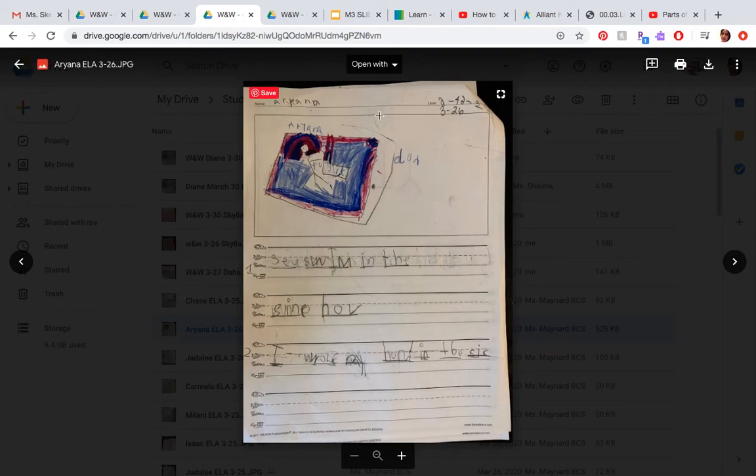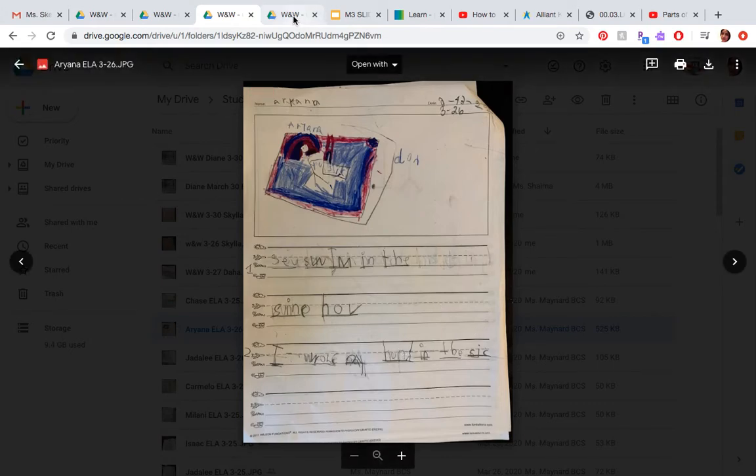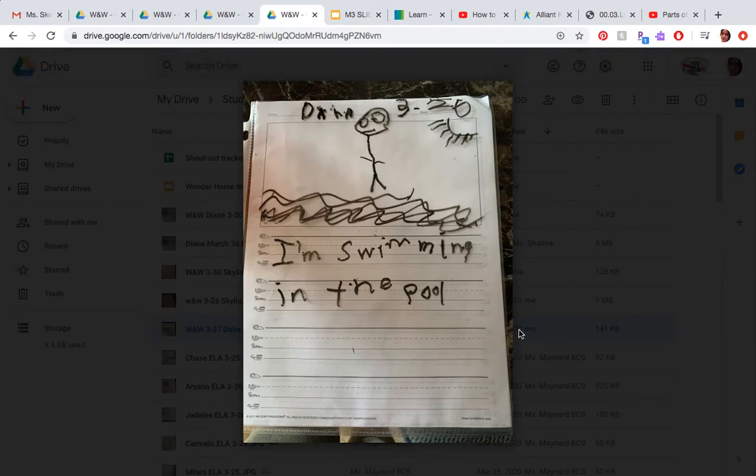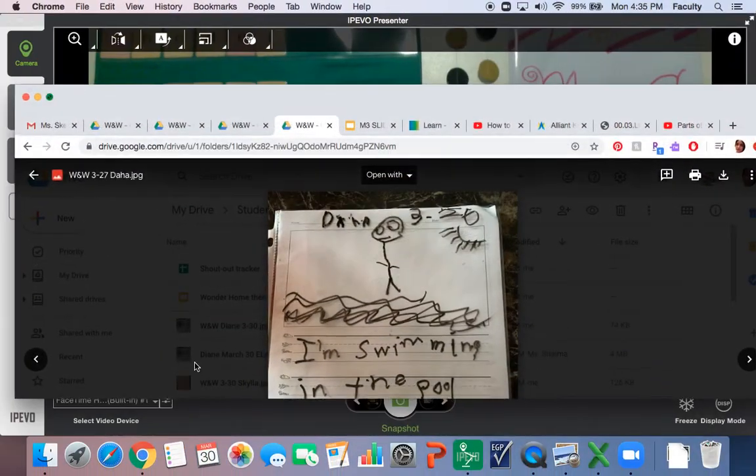Next up, we have Ariana. Ariana was talking about swimming. Swimming when we used to swim in a hole, or Cynthia used to swim in the hole, and now us swimming in a swimming pool. And here's Ariana swimming in a swimming pool. I love the colors, Ariana. Great job. Last but not least, we have Daha. Hey, Daha. He put that he was swimming in the pool, so that is one of the sentences that we had to write about what you do when you're in a pool. Great job, Daha.